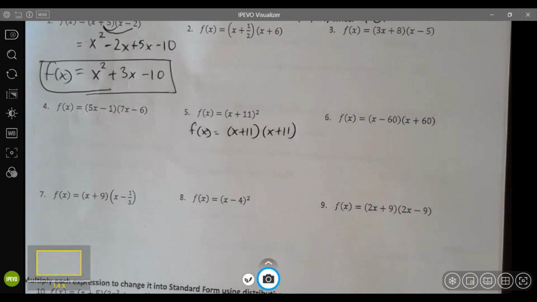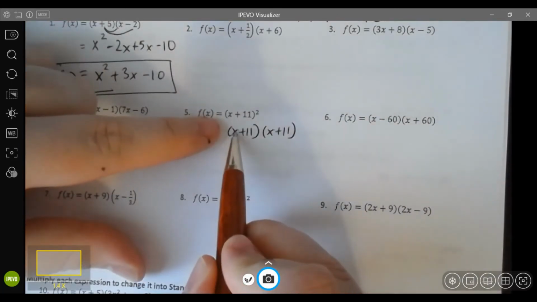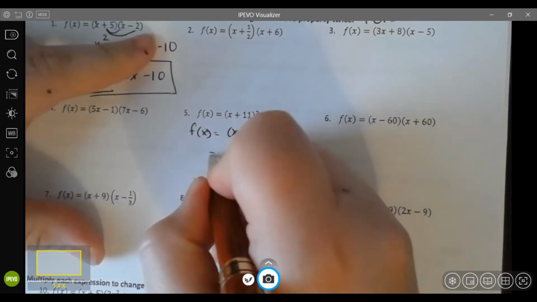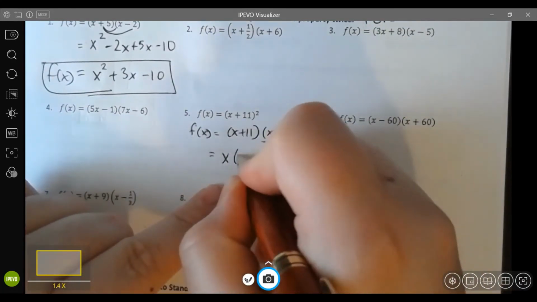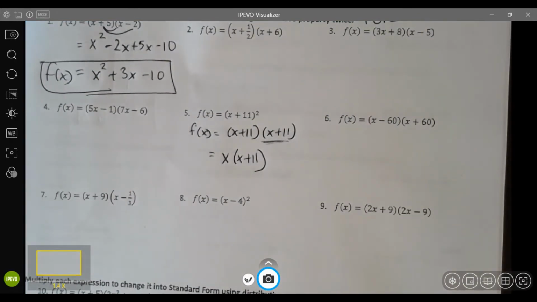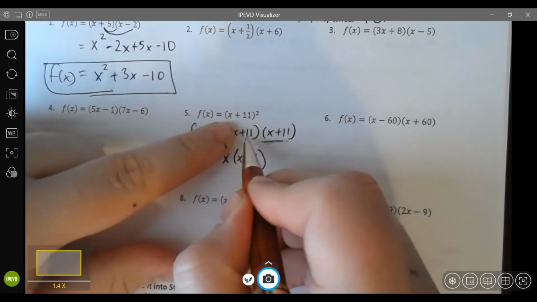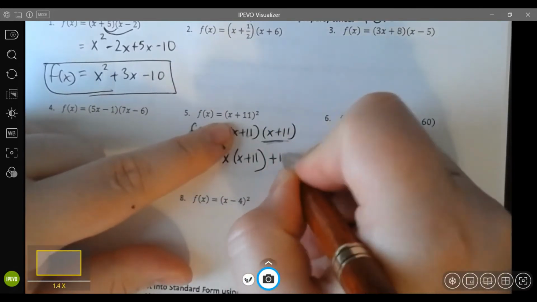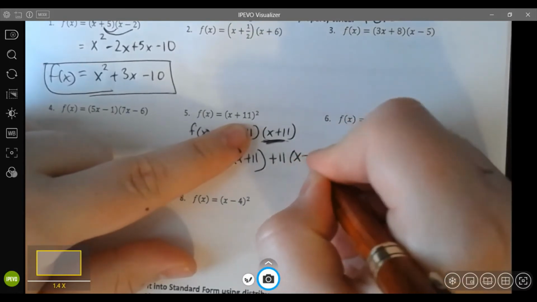Next, let's go ahead and use the distributive property twice. So let's not use FOIL. Distributive property twice means I'm going to start with this first x. I'm going to multiply it by this whole set of parentheses. Then I'm going to take this second term in the first set, which is 11, so I'll put plus 11, and I'm going to multiply it by this parenthesis, so times x plus 11.